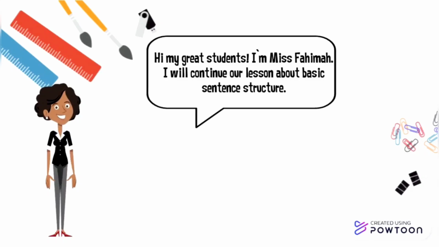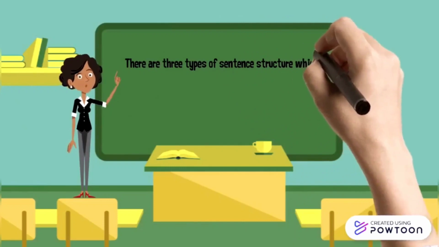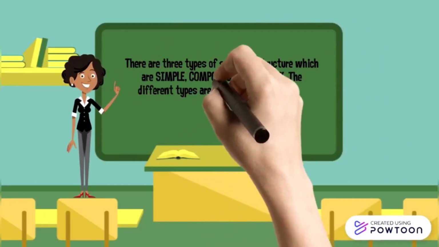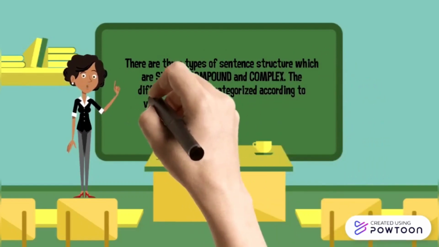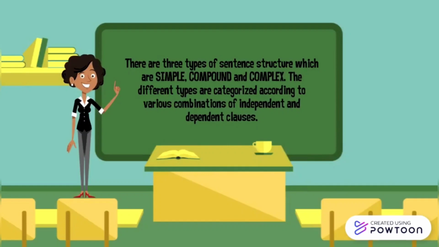Hi, my great students. I'm Miss Fahima. I will continue our lesson about basic sentence structure. There are three types of sentence structure, which are simple, compound, and complex. The different types are categorized according to various combinations of independent and dependent clauses.